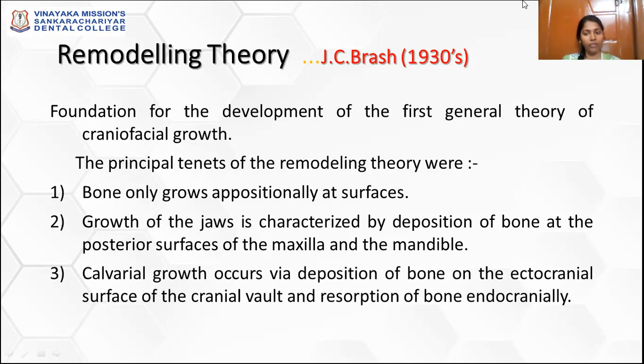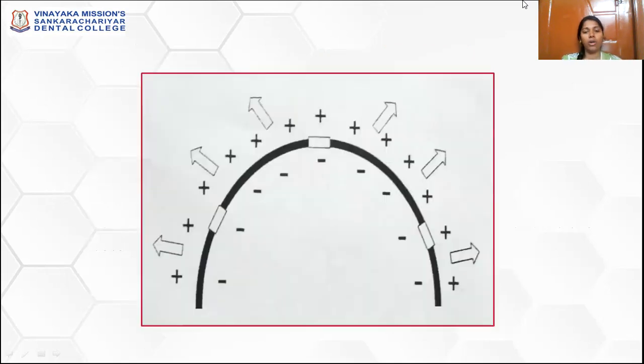See, this is the foundation for the development of the first general theory of craniofacial growth. The remodeling theory says that bone grows only by appositional growth at surfaces, like growth of the jaws, with deposition on one side and resorption on the other side. Due to the maxilla and mandible getting deposited continuously, there is an increase in size. Whereas the cranial, the calvarial growth, is by means of deposition on the ectocranial surface of the cranial wall and resorption of the bone on the endocranial surface. So he focuses mainly on this, irrespective of what is genetically predetermined. Here, the growth occurs mainly by deposition on one side and resorption on the other side, which is otherwise known as remodeling, which you can see in this diagram.